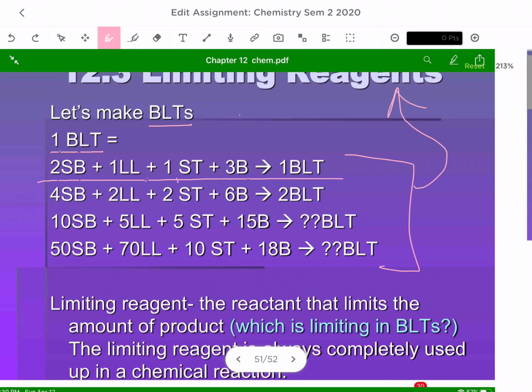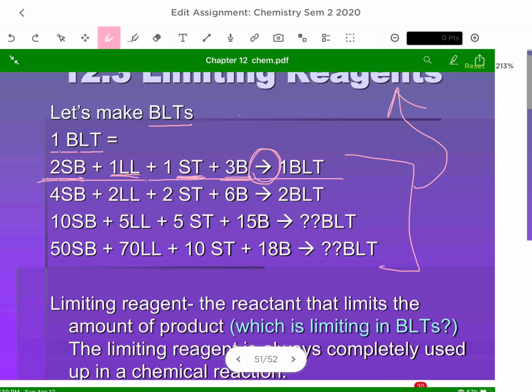That's my goal here. So to make one BLT sandwich, I need 2 slices of bread. That's this right here. I need 1 leaf of lettuce. That's LL. I need 1 slice of tomato, because anything more than that's too much. And for my BLT, I'm going to put 3 pieces of bacon on it, and that yields 1 BLT.